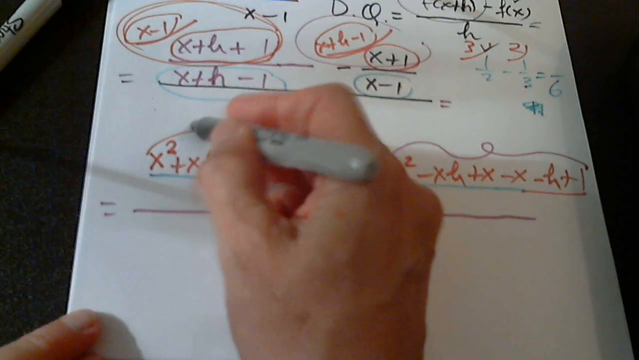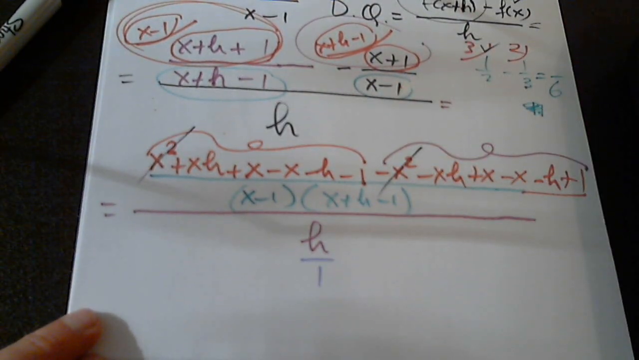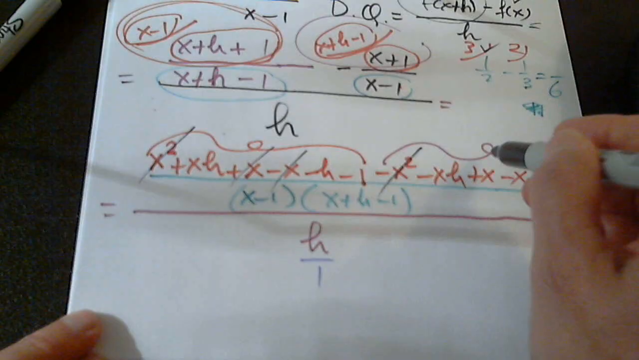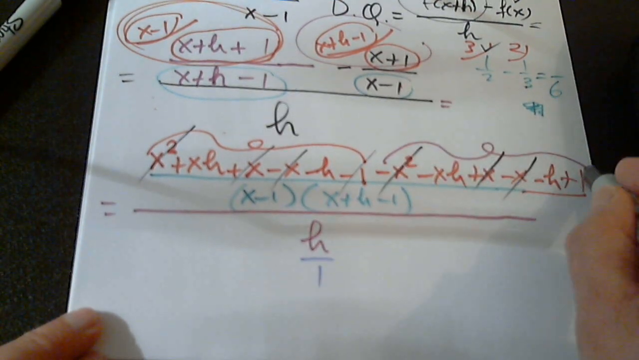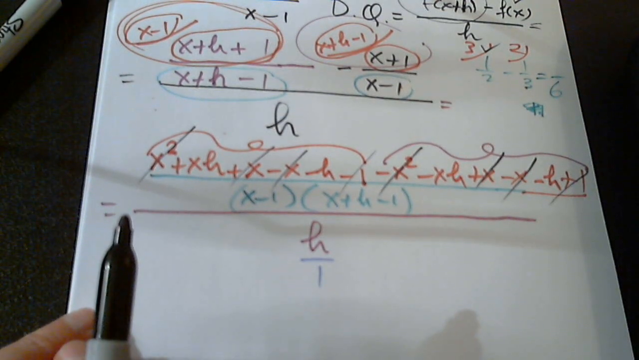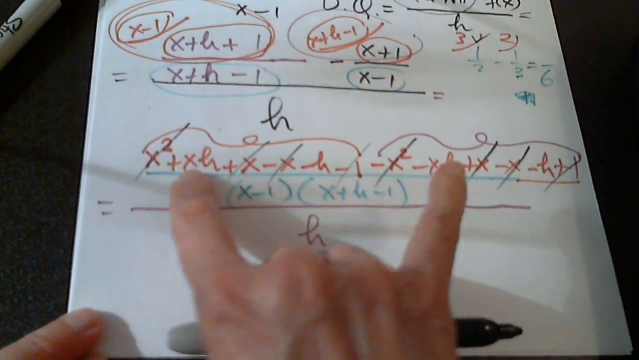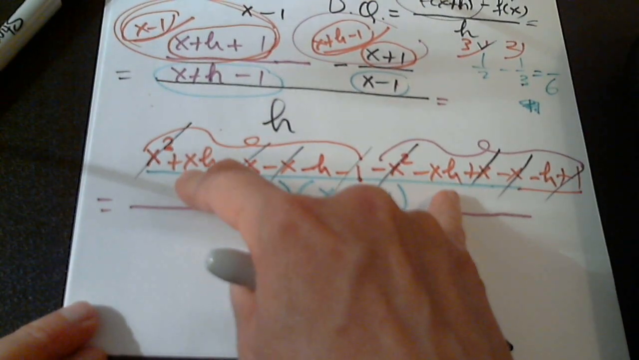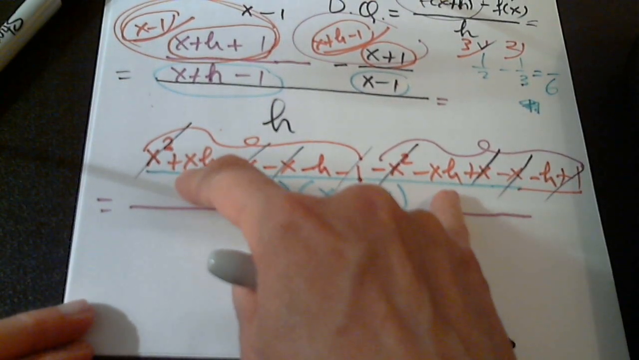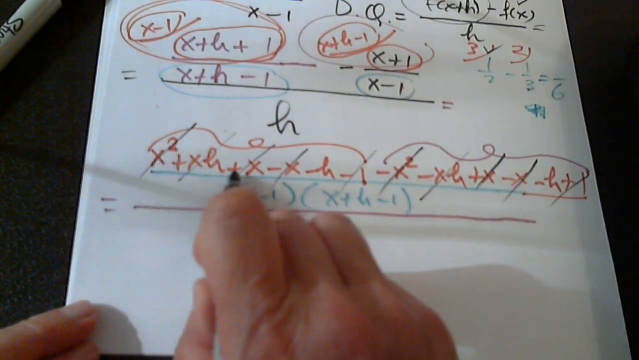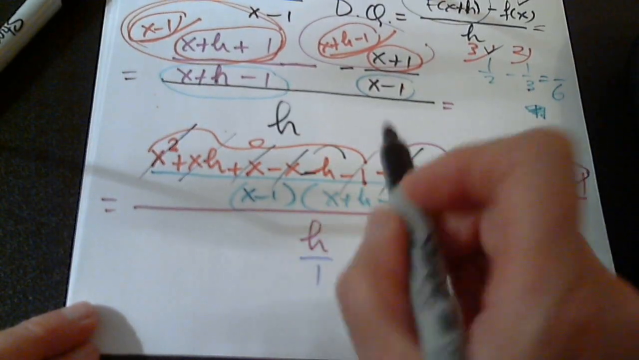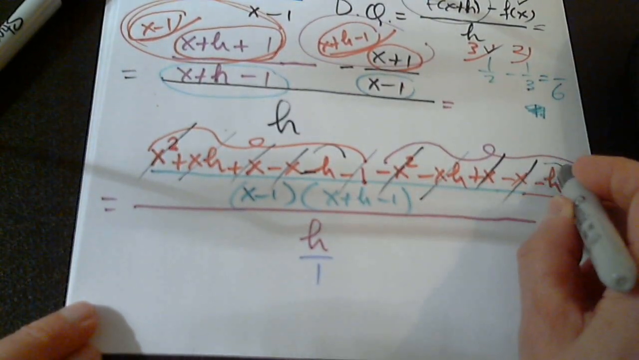Would that be x squared? Excellent. X squared, negative x squared. And is that all for the numerator? Or is it -1 and +1? What else? It happens that even two terms with h go away. Awesome, that's even better. Positive xh with negative xh. Let's see what is left.